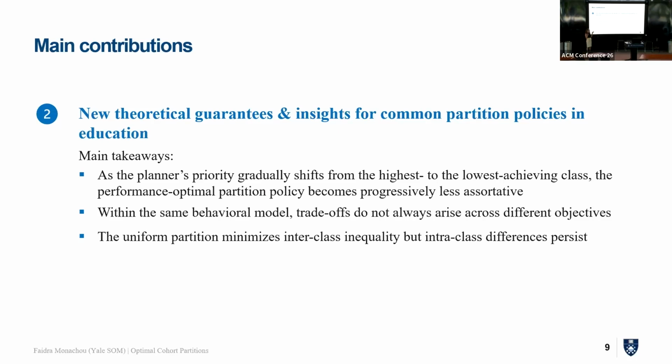Within the same behavioral model, so the several models, we see that trade-offs might not arise across different objectives. So we might achieve the optimal thing with the same goals. And finally, perhaps counterintuitively, we find that the uniform partition minimizes inequality across classes, but inequality within a class still persists.